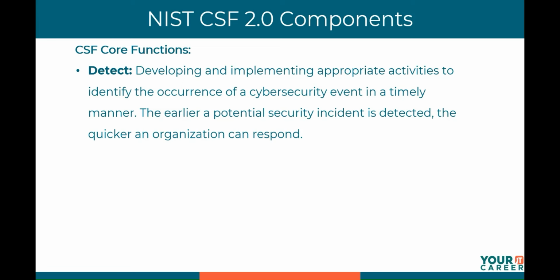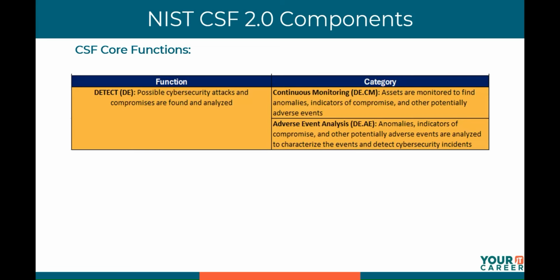So let's take a look at the two categories for detect. You want to make sure that you find potential cybersecurity incidents and analyze them. There are two key categories: continuous monitoring and adverse event analysis. Continuous monitoring is something, for those of you with some cybersecurity background, we might have even talked about in one of the IT audit classes, but essentially it's making sure that there are continuous monitoring processes in place.